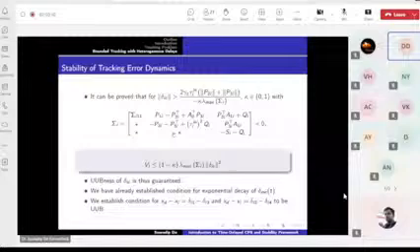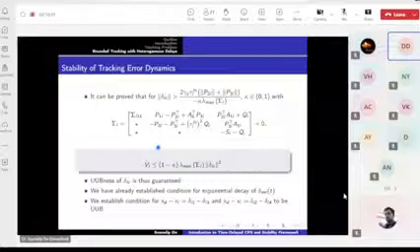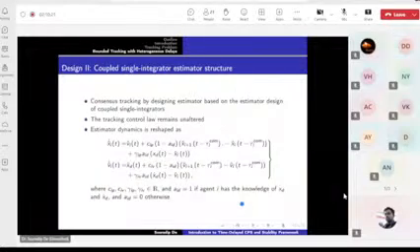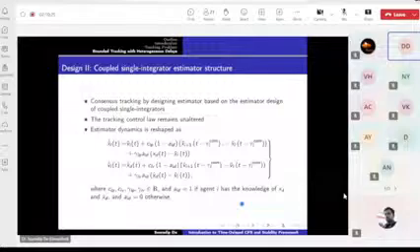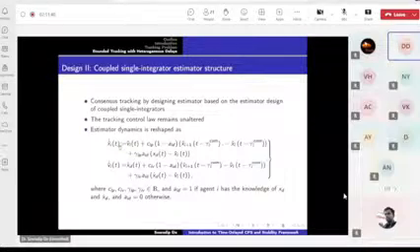You can finally prove that the difference between the XD and XI, and here also XD dot and PI, are going to be uniformly ultimately bounded. So that is one kind of estimator structure we have shown. Now let's explore a different kind of estimator. So actually the estimator structure will take care of your communication delays in your system. Now you can come up with some novel kind of estimator structure also, by which you can make the delay margin single integrated estimator.